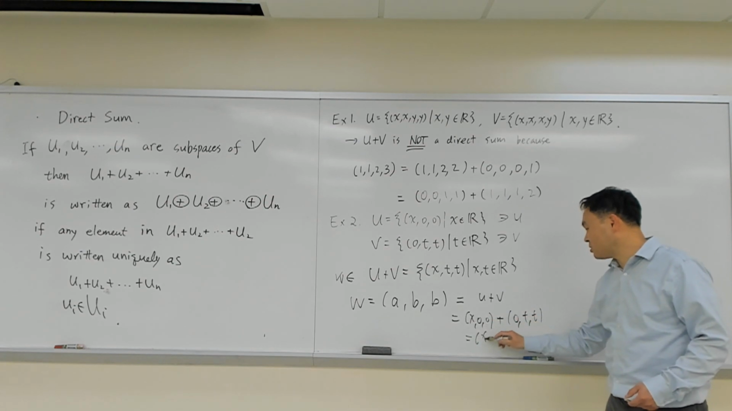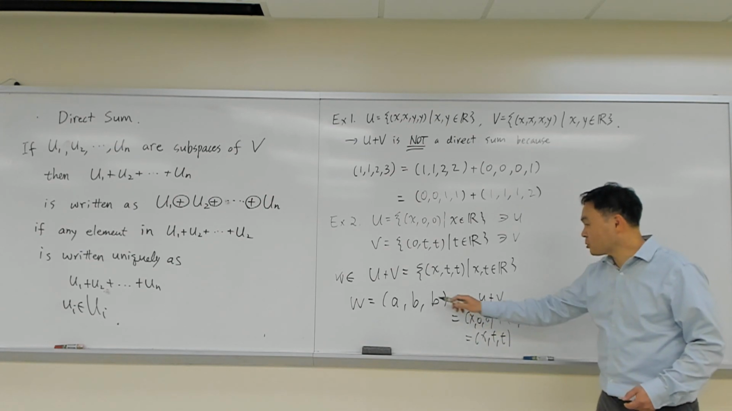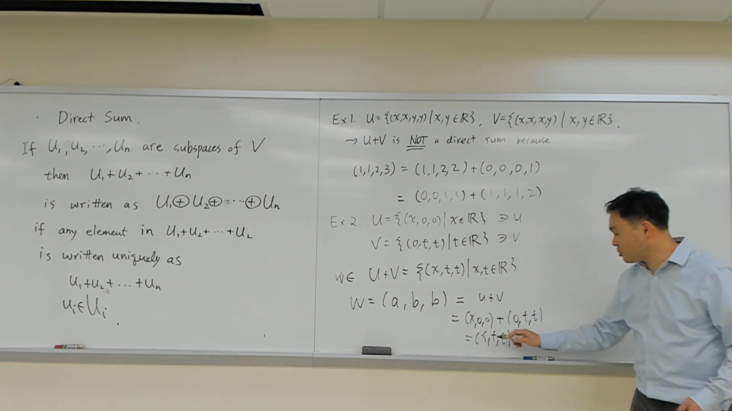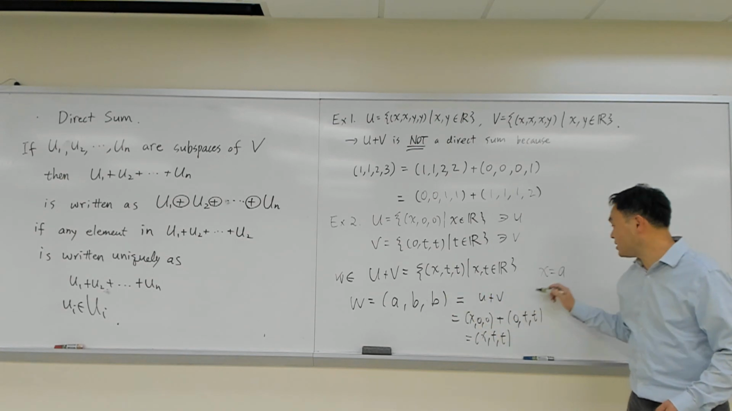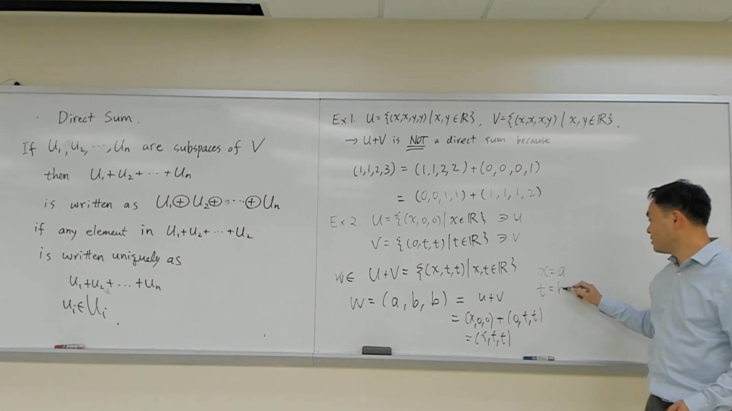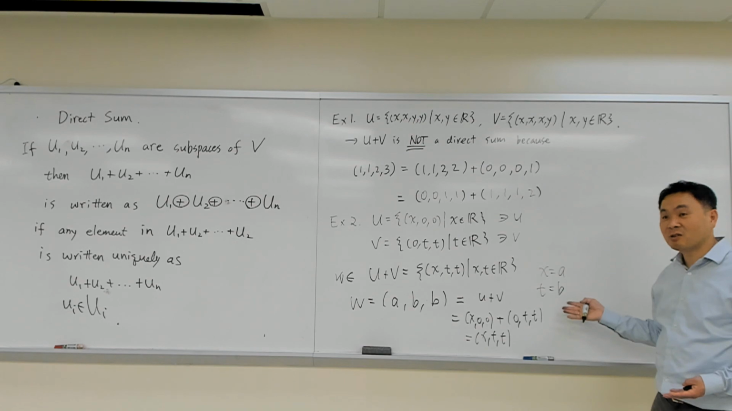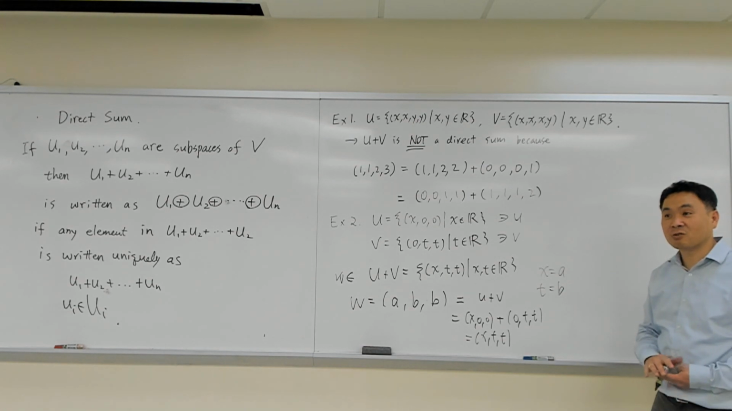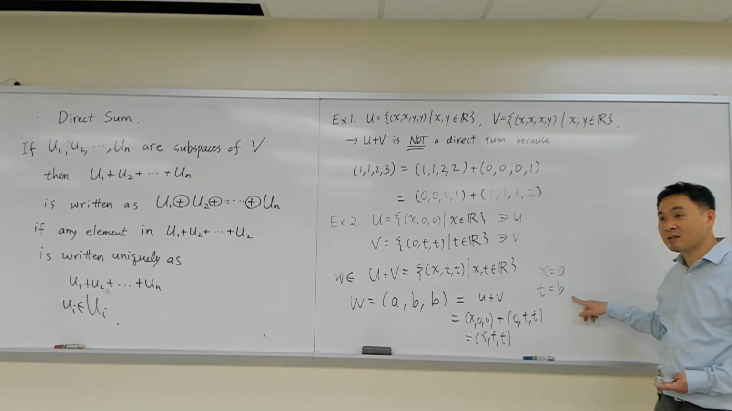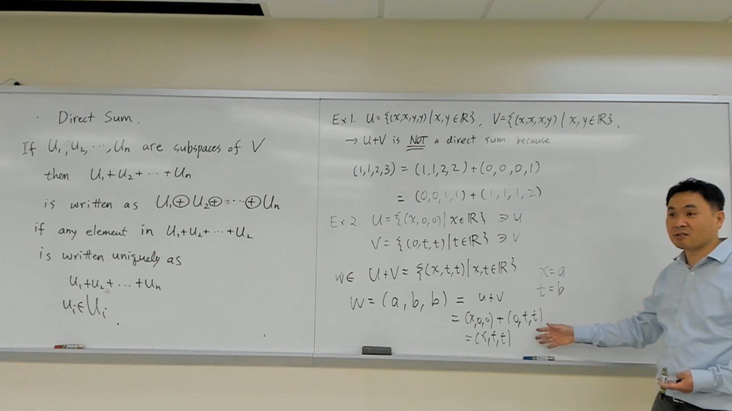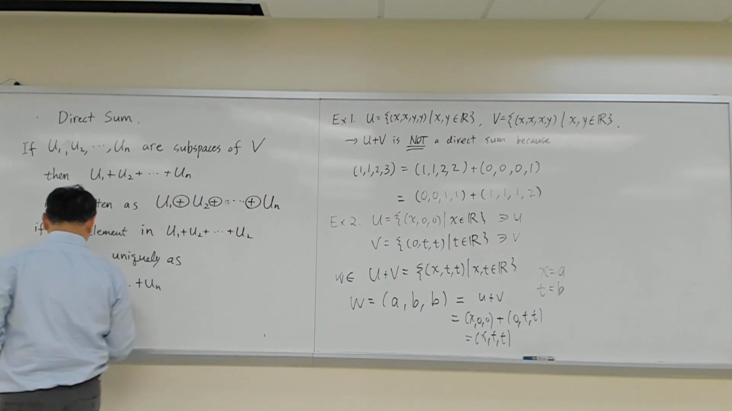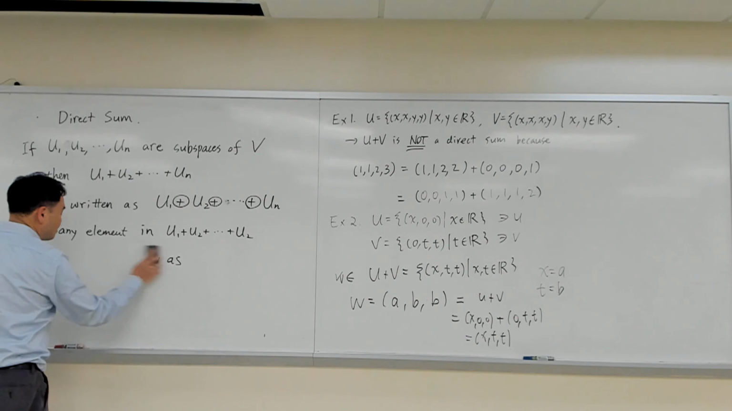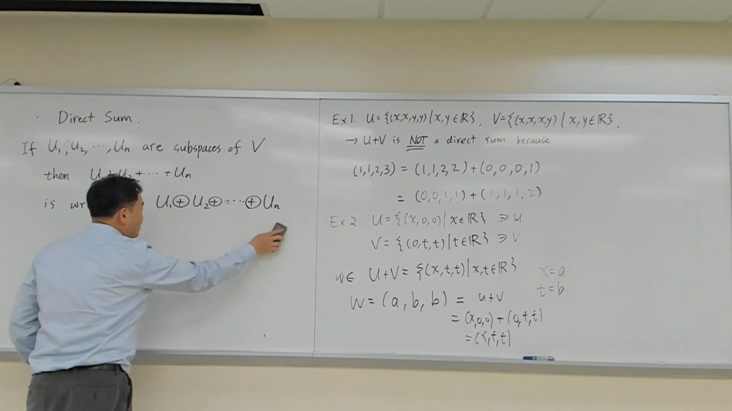If you add them up, you get (x, t). For these two to be equal, you don't have any choice. x has to be a, and then t has to be b. There's no other choice, right? So uniqueness is proved. You're forced to say that. So that's it. Is that clear? Okay. All right. So that's what it means to be a direct sum.